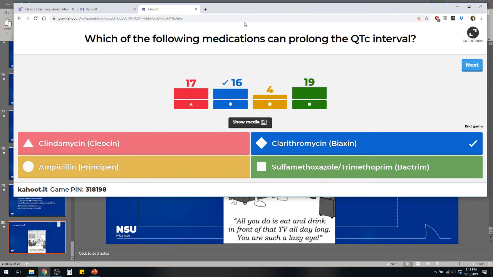For the macrolides, how do you remember which ones are which? ACE, right? So clarithromycin, azithromycin, and erythromycin, right? Very good. But again, some of these can get confusing, right? When you look at clindamycin and clarithromycin, you're like, wait a second, I know it's ACE. What was the C? They both end with mycin, right?